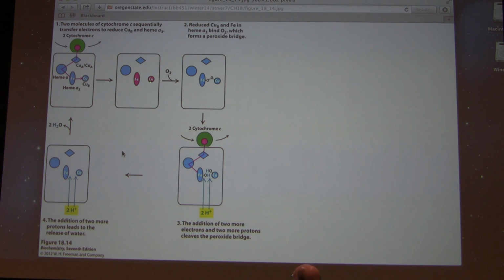Does it matter if the copper gets the electron first or the iron gets the electron first? It probably does, but for our purposes, it doesn't. Yes?